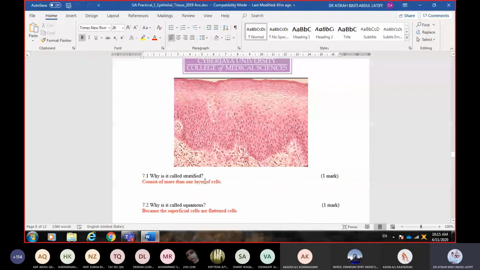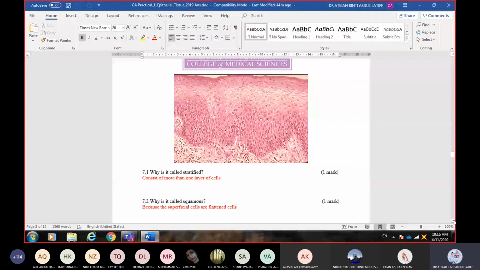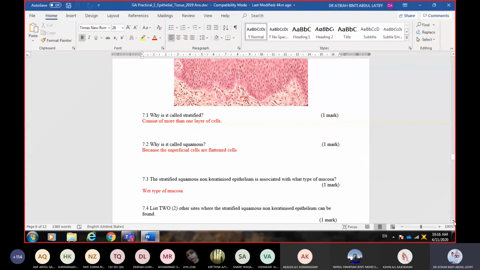Why is it called stratified? Because it consists of more than one layer of cells. Squamous because at the superficial part, it is already squamous epithelium or flattened. So we name it according to this layer. So stratified, squamous, non-keratinized because it doesn't have keratin.